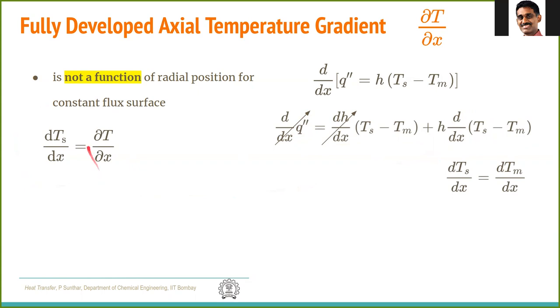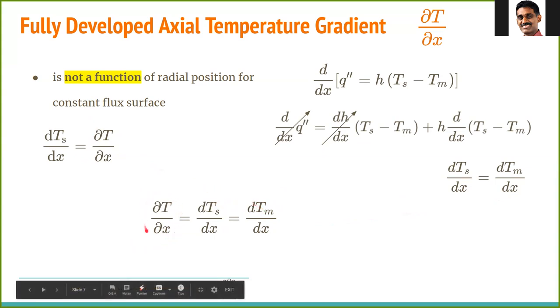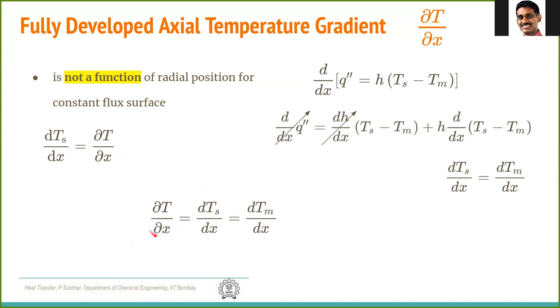Now combining this, d by dx of Ts equal to partial T by partial x, and that is equal to d by dx of Tm. So essentially what we have is partial T by partial x is equal to d by dx of Ts equal to d by dx of Tm. And notice that none of these are functions of the radial position. Therefore, the temperature gradient at any location in the fully developed region is not a function of the radial position when the surface boundary condition is a constant heat flux.